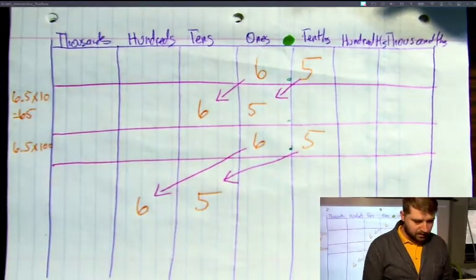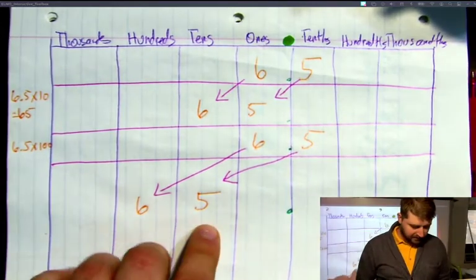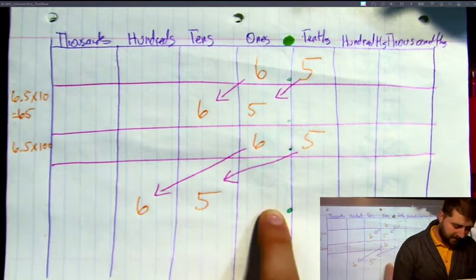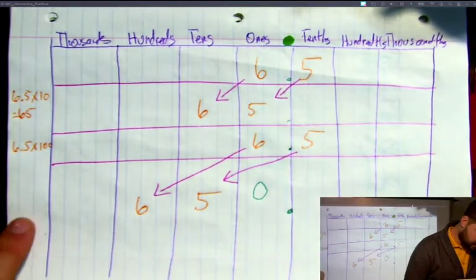Now our decimal is way back here after the ones place, so our answer can't just be 65. We must fill in this spot with a 0. So our answer is 650.